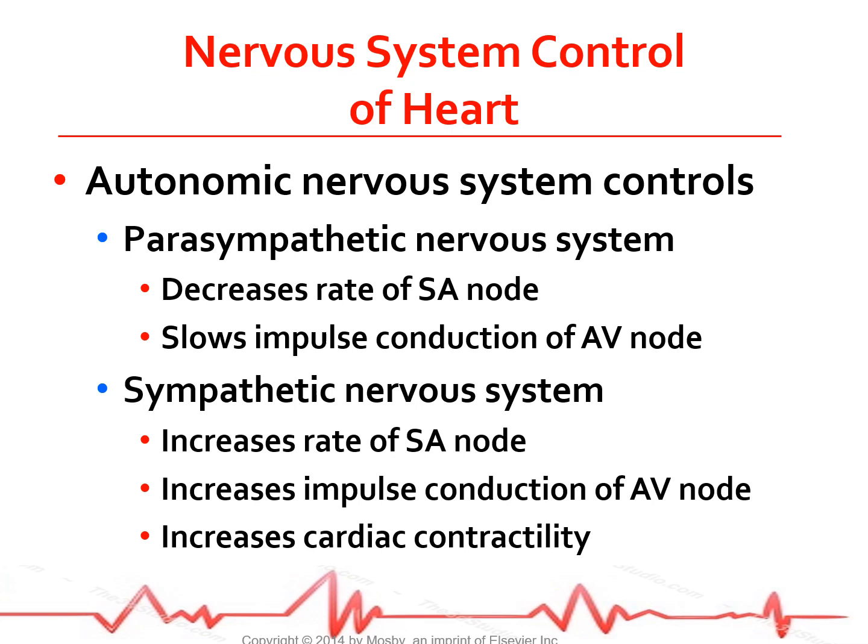When we stimulate our SNS, we get an increased rate of the SA node, or increased heart rate. We get increased impulse conduction through the AV node, but we also get increased cardiac contractility. So the heart will beat stronger, which is a positive inotropic effect.